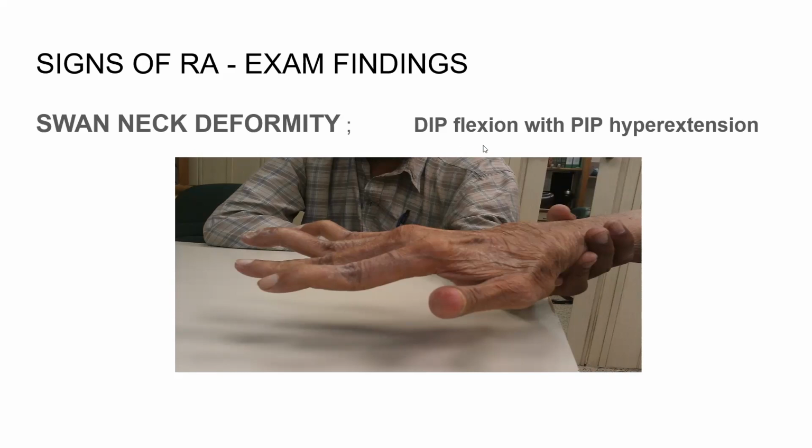So you have to remember this for the exams. This is a very high yield thing for the exams. So there is DIP flexion versus PIP hyperextension. All right. And this is how it looks, this swan neck deformity. This is another sign of rheumatoid arthritis.